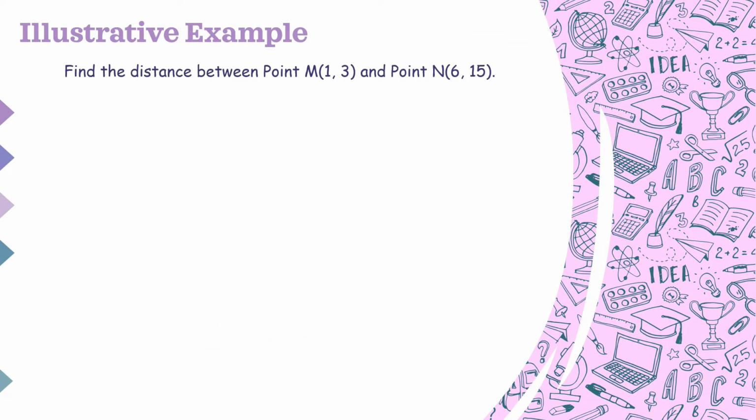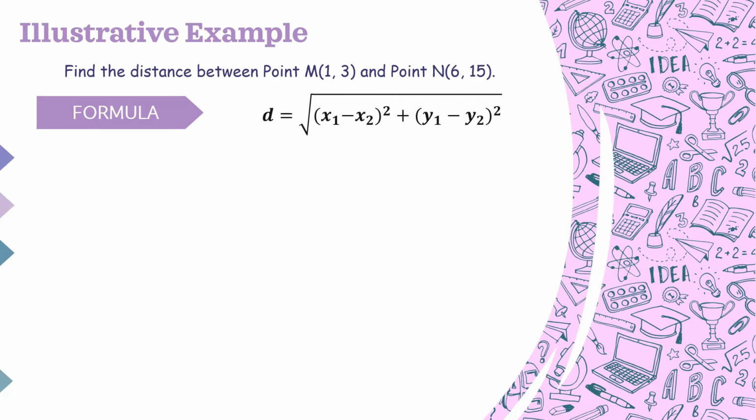Okay, so let's have another example. Find the distance between point M with coordinates 1, 3 and point N with coordinates 6, 15. So step 1 is to write your distance formula, which is this equal to square root of quantity x sub 1 minus x sub 2 squared plus quantity y sub 1 minus y sub 2 squared.